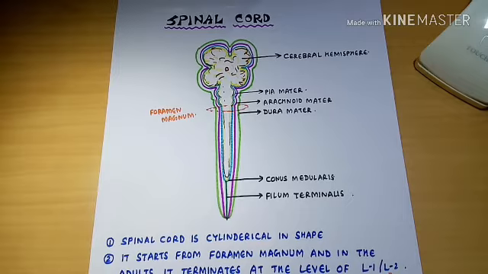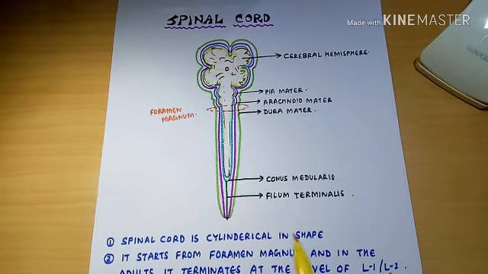Today's part of the video will be covering the structure and functional anatomy of the spinal cord. In the previous section of the videos we covered the brain, its structure and functional anatomy. So today's topic is the spinal cord. The spinal cord is cylindrical in shape and it starts from the foramen magnum, and in adults it terminates at the level of lumbar second or lumbar third.